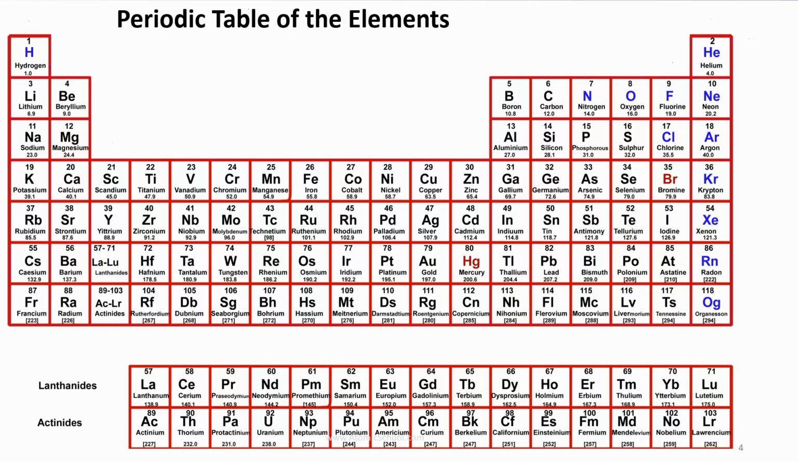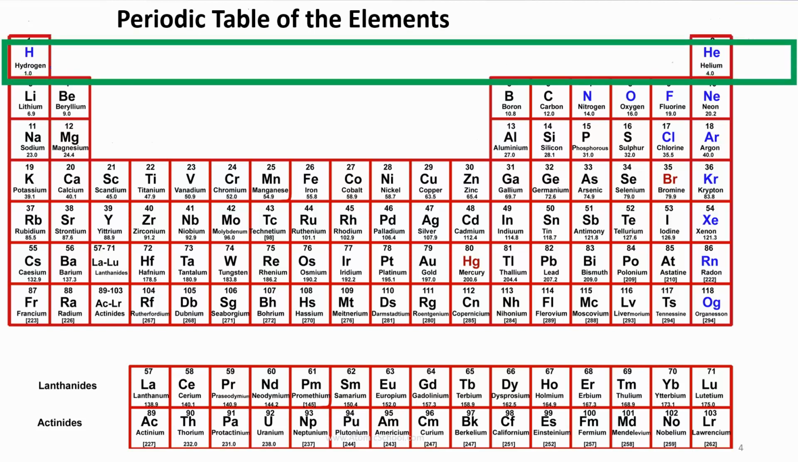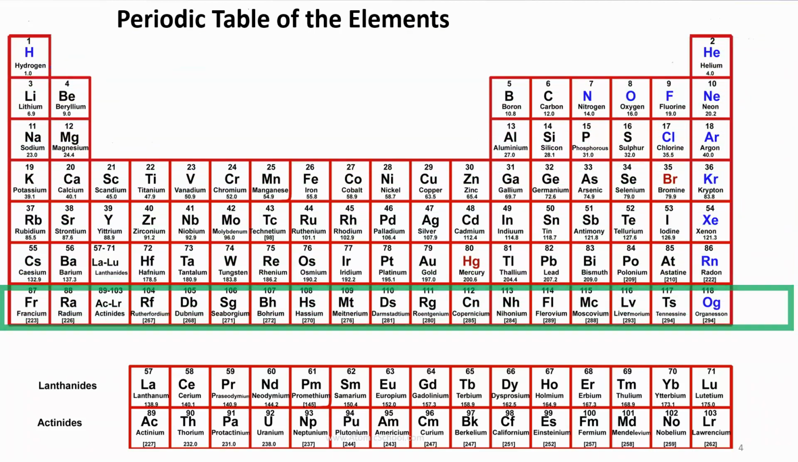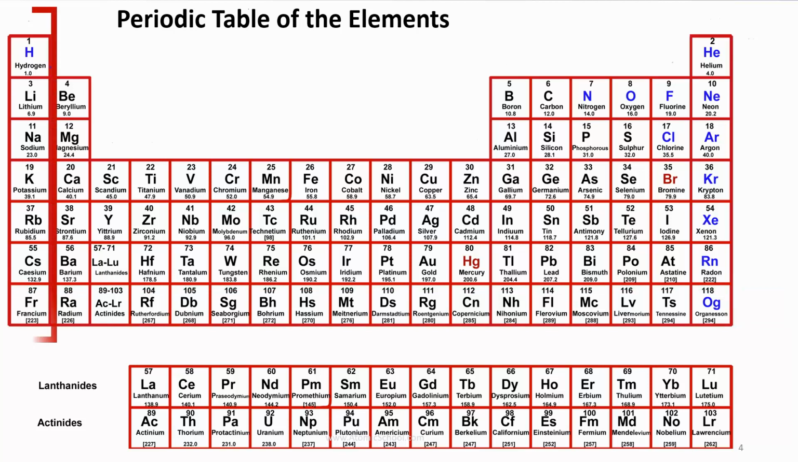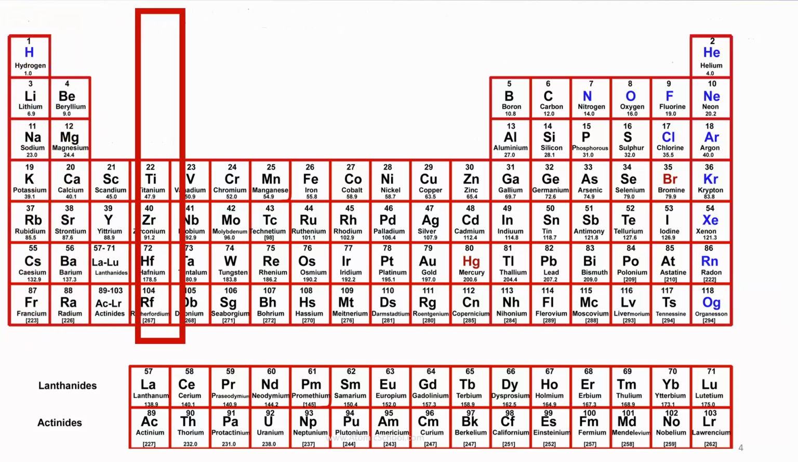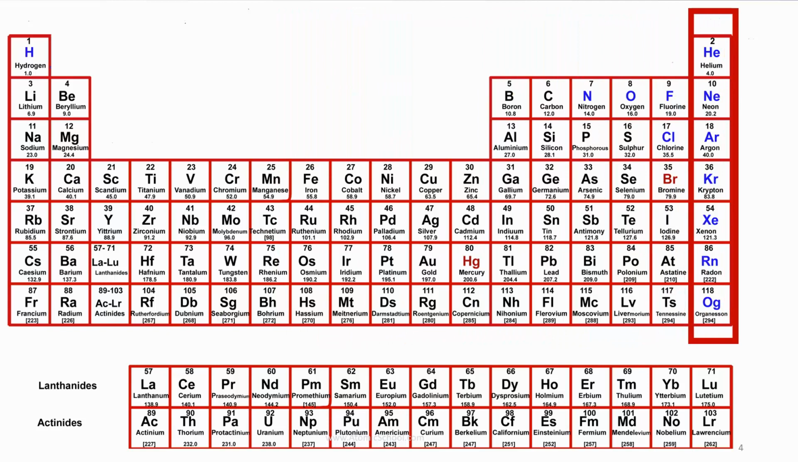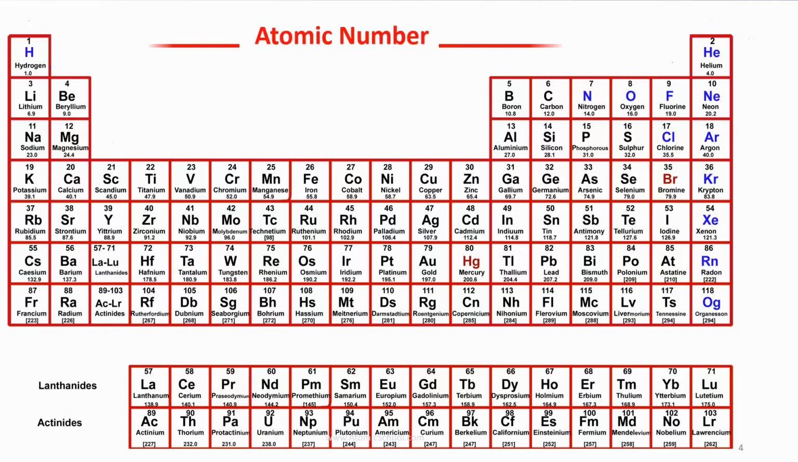The periodic table of the elements is made of 7 horizontal rows, 18 vertical groups, and 118 squares, each belonging to one element. The element's atomic number is at the top of each square, and it shows its place in the list from lightest to heaviest.